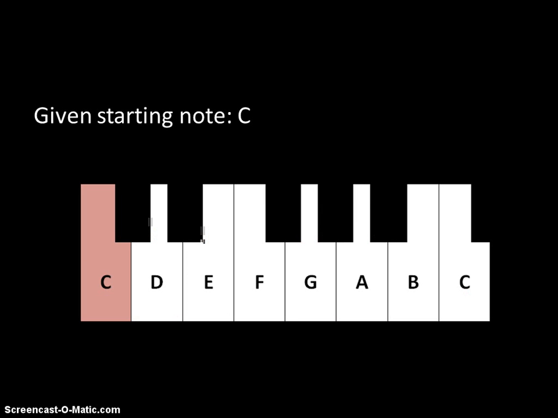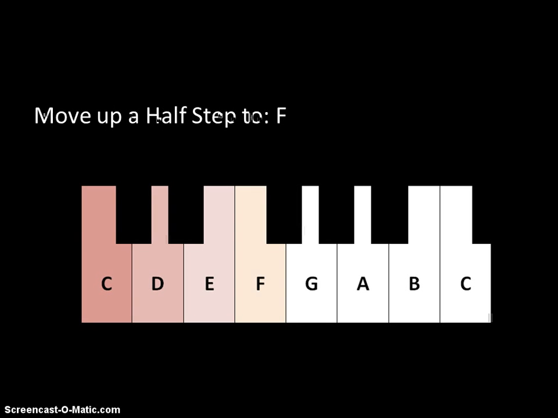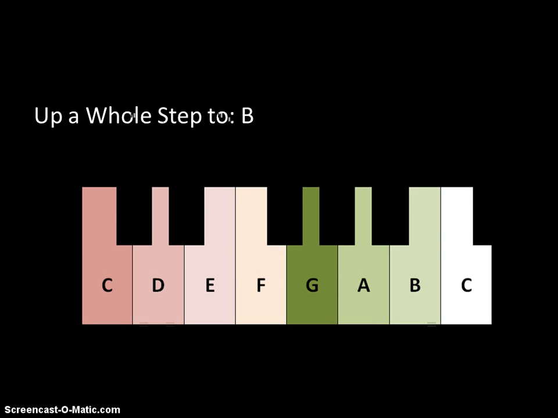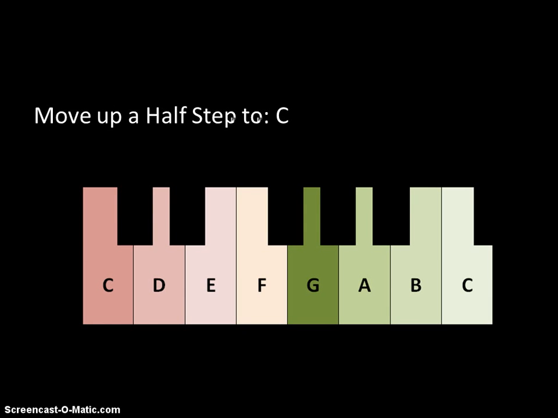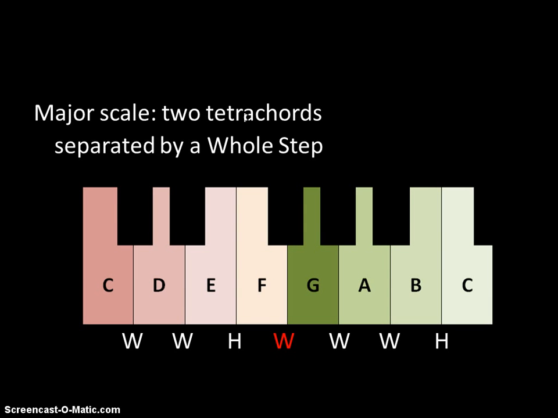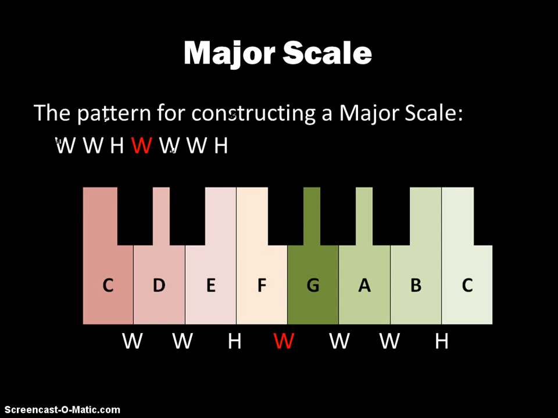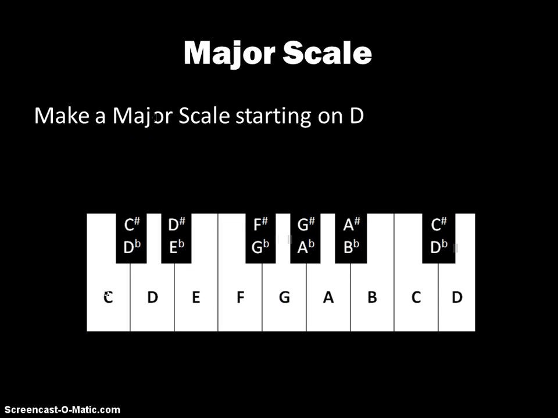If we start by making some major scales, we know the C major scale is all the white keys on the keyboard. We've got our first tetrachord C, D, E, F, then our second tetrachord G, A, B, C. And we know that the C major scale has no sharps and no flats. So we're going to keep that kind of our center of our universe here.